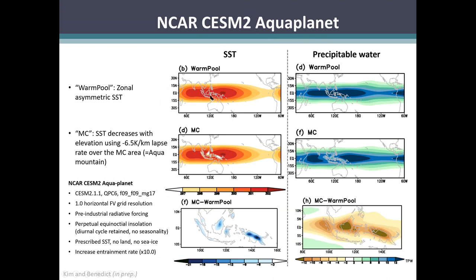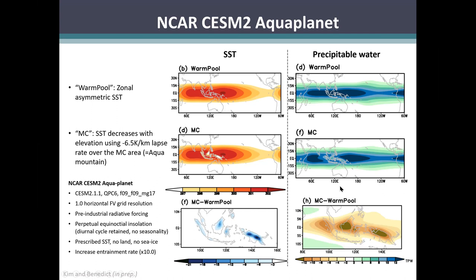The first, control simulation is the warm pool SST, which is the zonally asymmetric SST. And then we did the MC barrier experiment. This is the SST, but if you look at the Maritime Continent, over the Maritime Continent only, we let the SST decrease with elevation using the lapse rate, so that acts as an aqua mountain. Here is the difference of SST between MC and warm pool, so you can see that in the Maritime Continent barrier experiment, it's much colder.